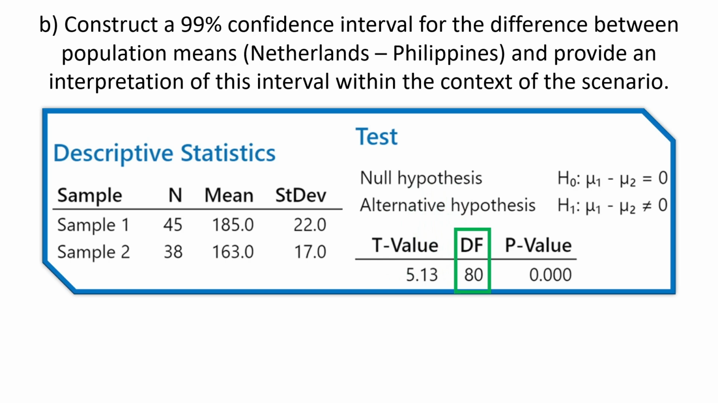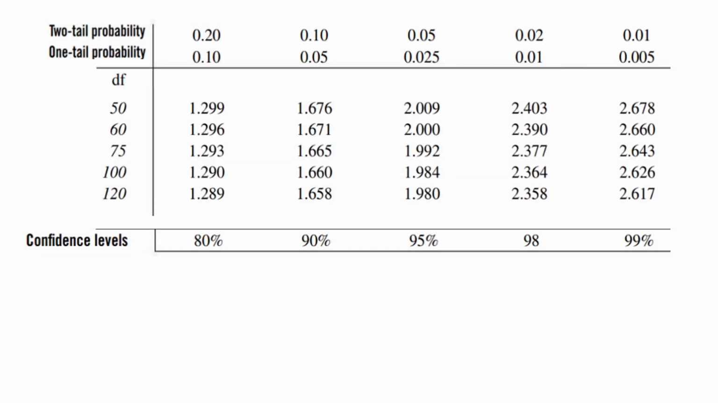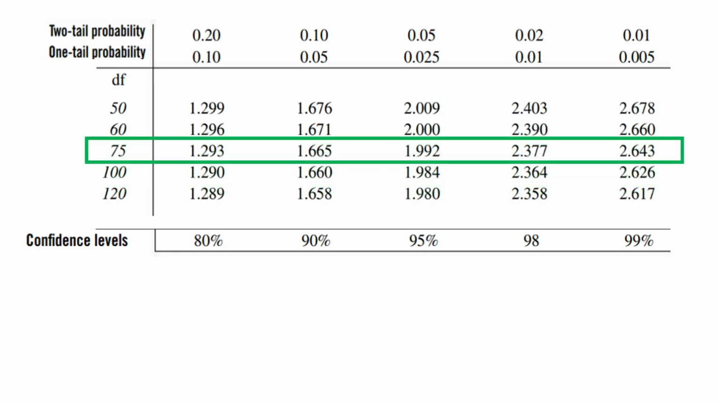It's not given in this scenario. You have to know how to find that degrees of freedom from the Minitab output, and there it is. So we have 80 degrees of freedom. So we go to our t-table, 80 degrees of freedom. We don't have 80 on the t-table, so the best we can do is to approximate with 75 degrees of freedom. It was to be a 99% interval, and so the critical value is 2.643.